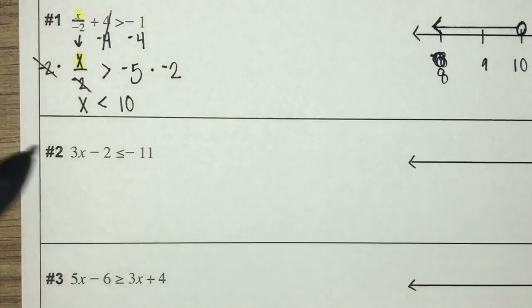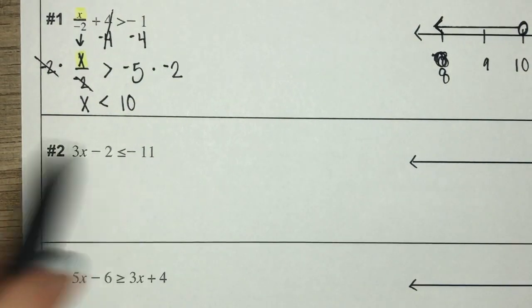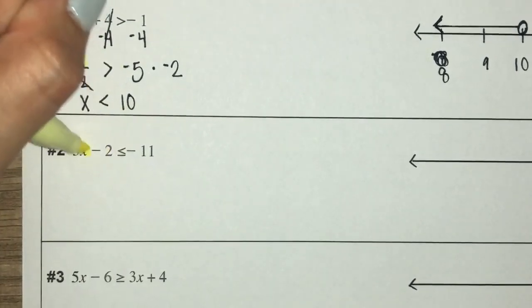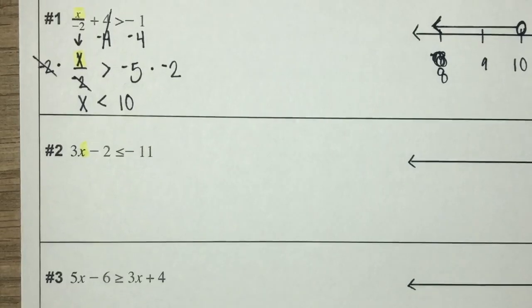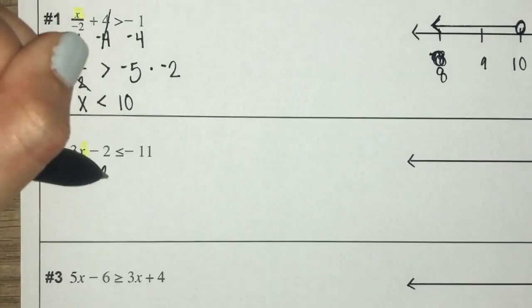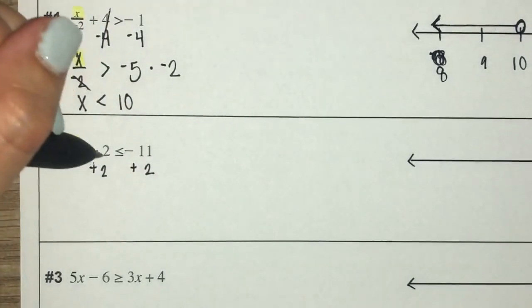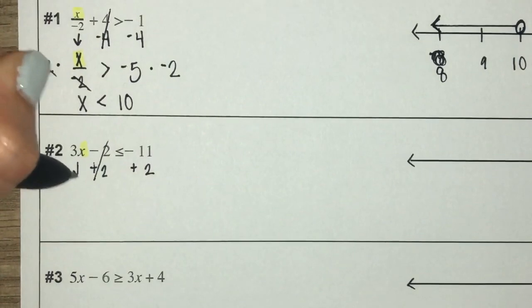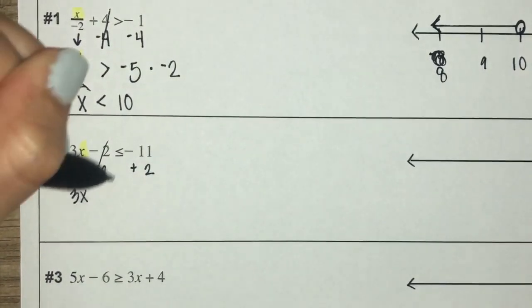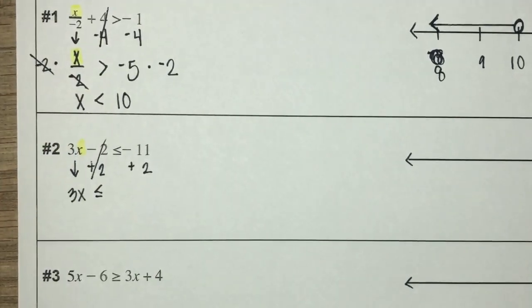And then for number 2, 3x minus 2 is less than or equal to -11. So same thing, I'm solving for x. I want to get x by itself. The first thing that I can do is I can undo that -2, the subtraction, by adding 2 to both sides. So -2 and +2, those undo each other. I'm going to bring down the 3x. Bring down my inequality symbol, just make sure it stays pointing the same direction.